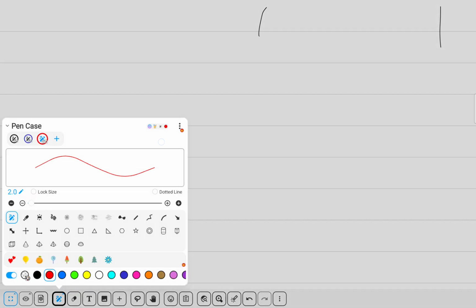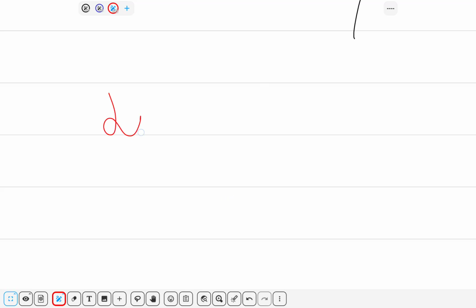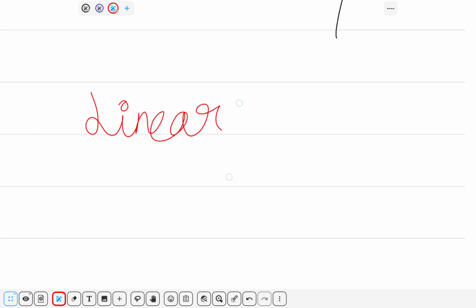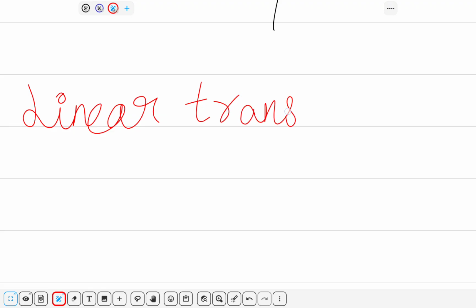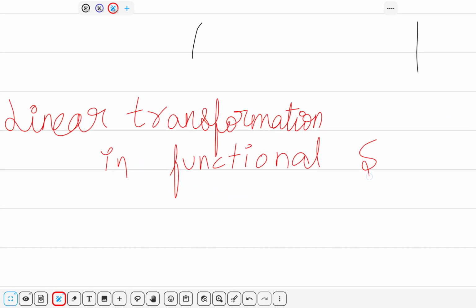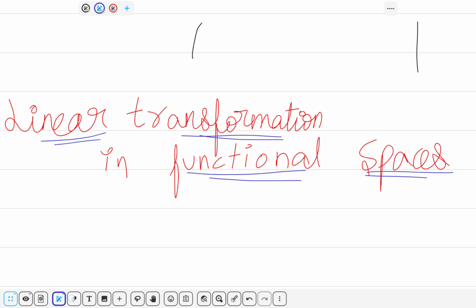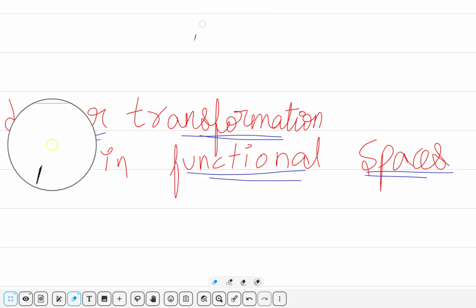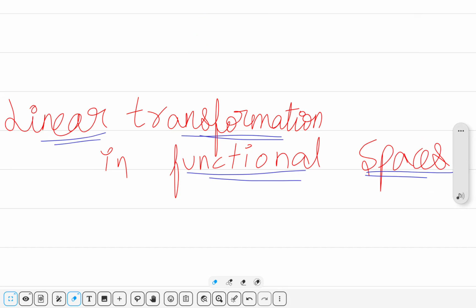So today I will be talking about linear transformation in functional spaces. Okay, these are some heavy words, and actually I don't even know if this is what they conventionally call it, but I will just say what it means.